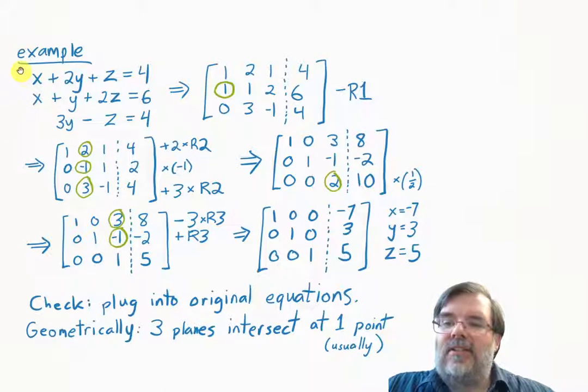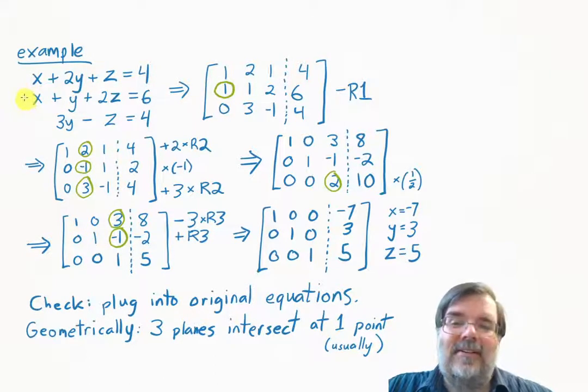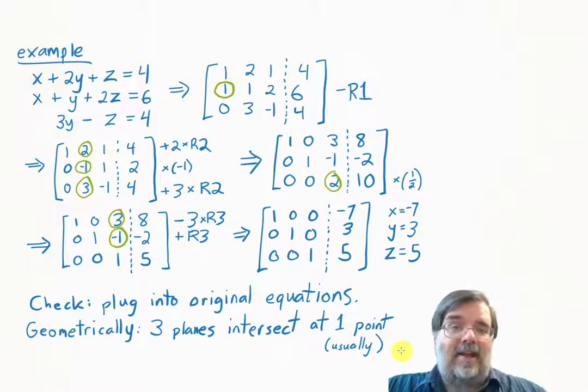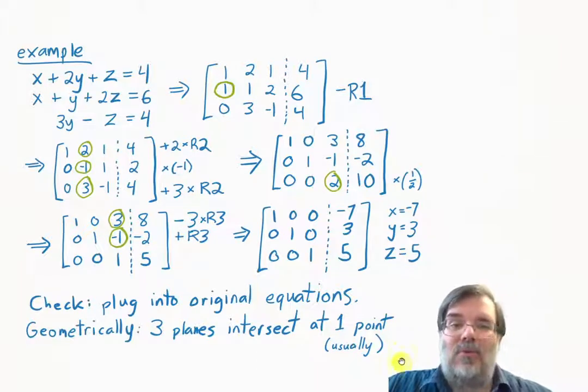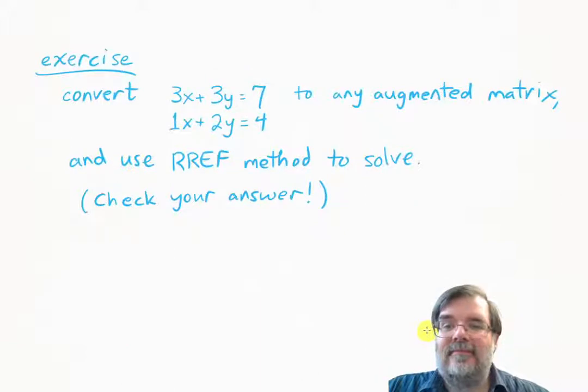But in this case, think of it as two planes intersect in a line, and that line of intersection with the other plane just gives you a single point. So three planes will typically intersect at one point, and now, thanks to augmented matrices and row-reduced echelon form, you can figure out what that point is.